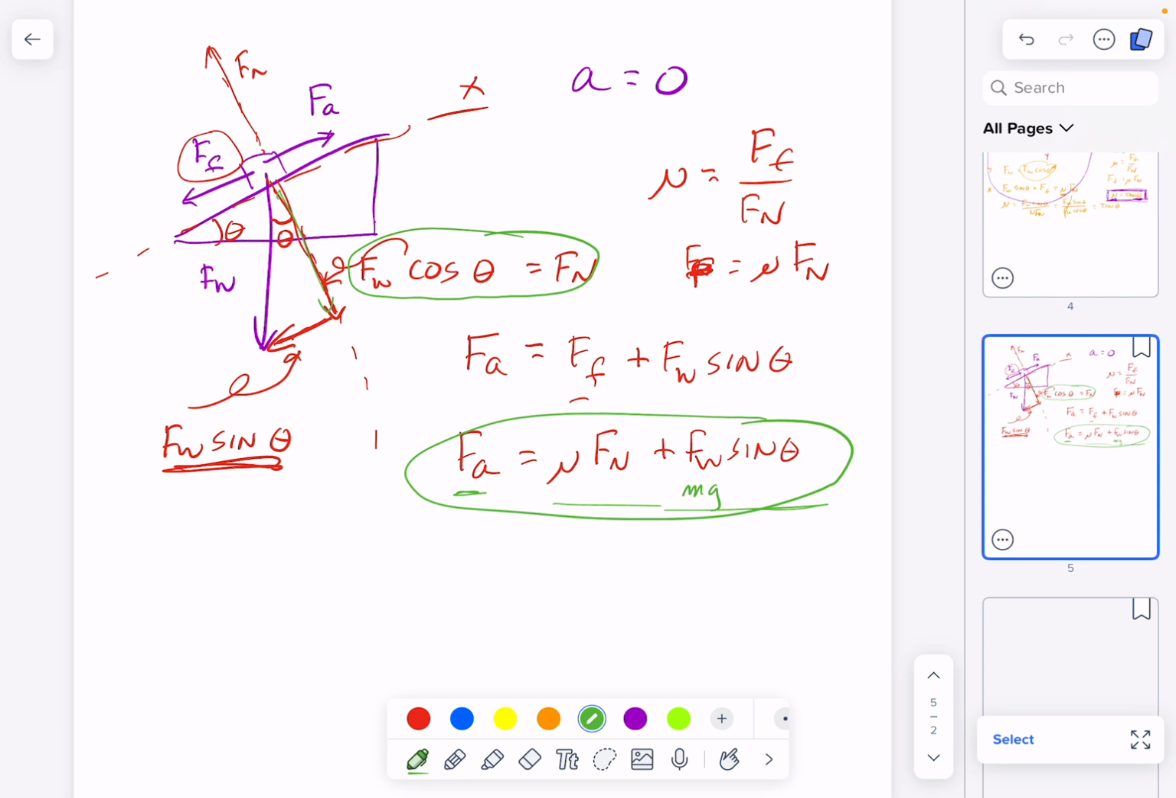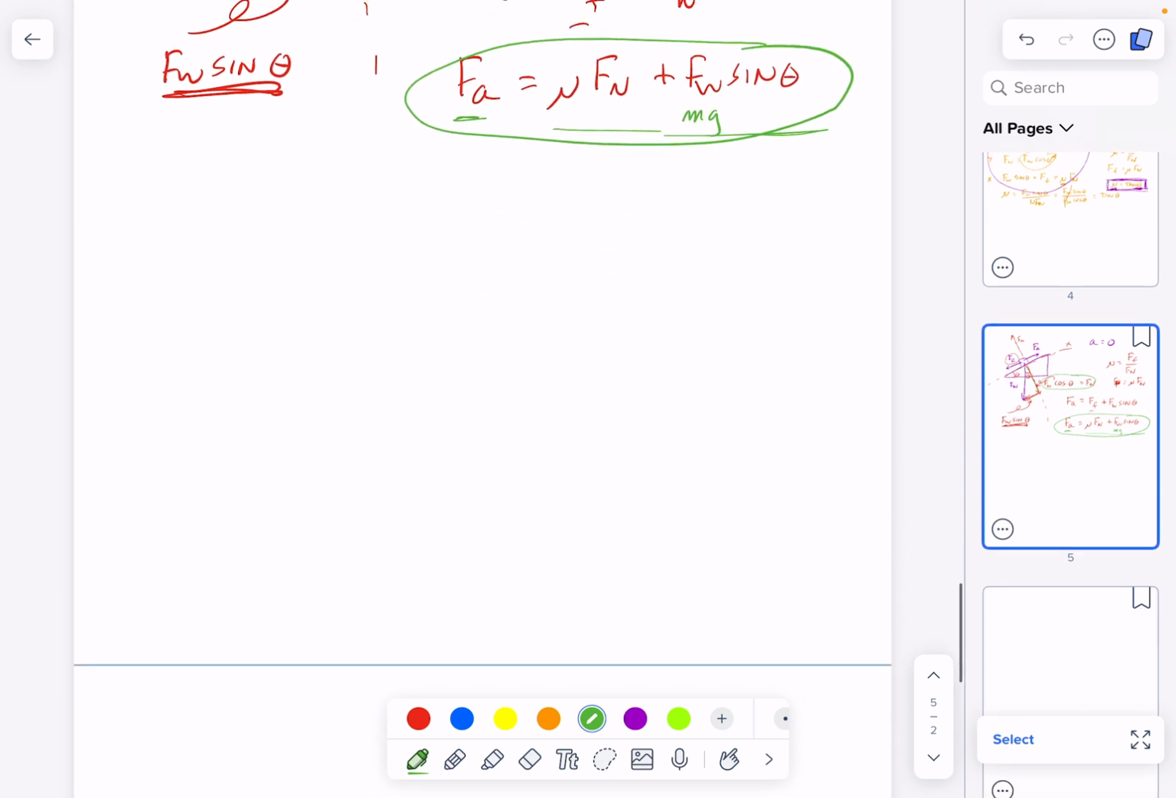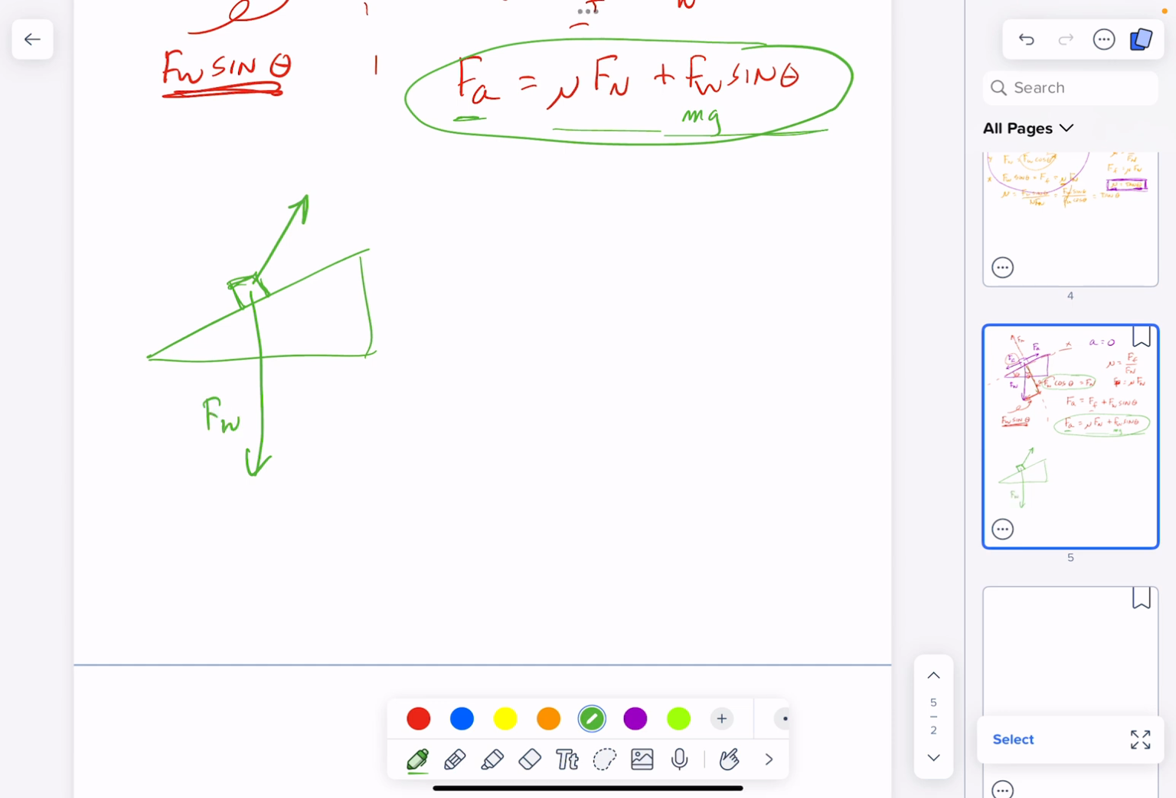Now, the last thing we can do is make this problem even more interesting. If I draw my inclined plane, put my block here, and let's say that we are applying a force at an angle on the plane. So we have Fw acting down, and we have force of friction acting down the plane. Now we're going to resolve our two vectors that are not acting on the x and y axis.